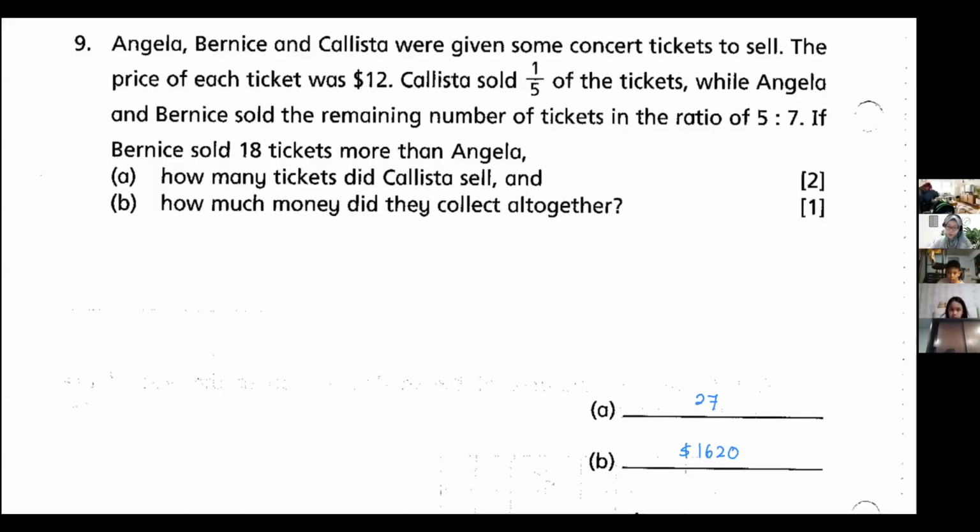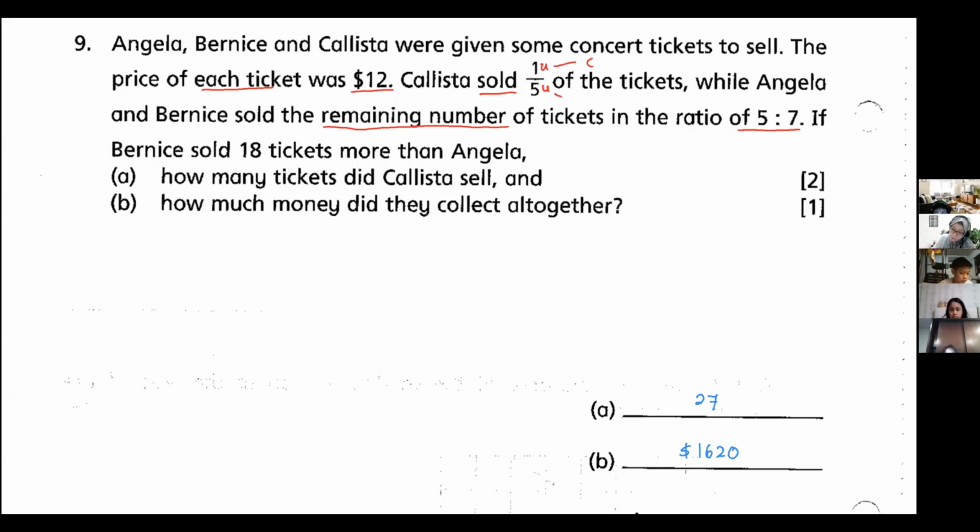Okay. Angela, Bernice, and Callista were given some concert tickets to sell. The price of each ticket was $12. One ticket, $12. Callista sold 1/5 of the tickets, while Angela and Bernice sold the remaining number of tickets in the ratio of 5:7. So Callista sold 1/5. So this is 1 unit, 5 units. 1 unit is sold by Callista.